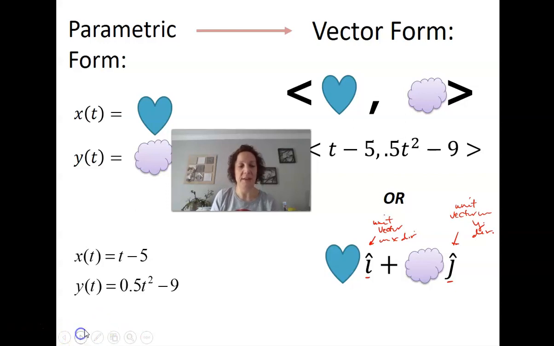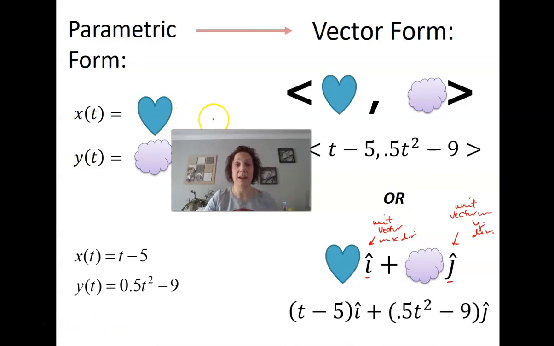So if I want to write my vector in that form, all I have to do is write my two expressions and then put i's and j's after them. So again, up here, instead of writing x of t equals, I'm just going to put that expression with the i hat next to it, and then plus my y expression, j hat. This is saying the x piece of this function is t minus 5, the y piece of this function is 0.5 t squared minus 9. So we've got 3 different ways of writing the same exact thing.